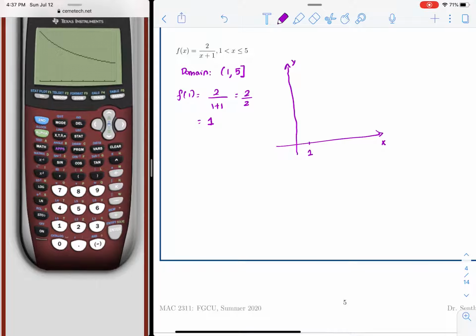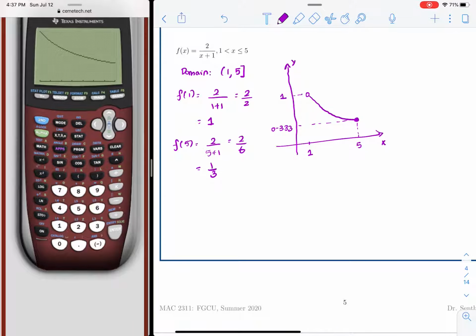So x is 1, and I have 1, but keep in mind, I am not including 1 because it's not part of the domain. And when x is 5, I have 2 over 5 plus 1, which is 2 over 6, and that would be 1 over 3. And that would give me 0.33, so perhaps I could put it over there. And it's a curve of that sort.